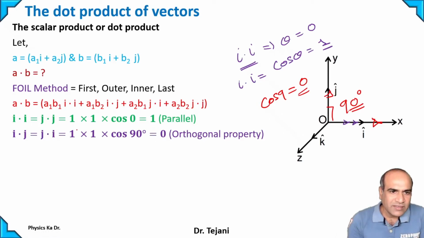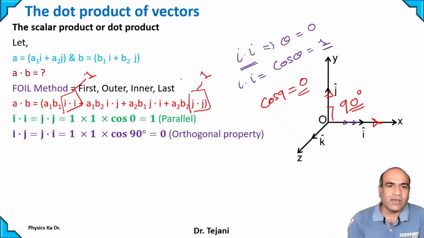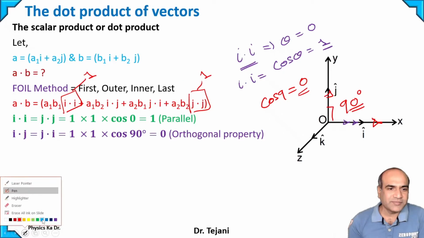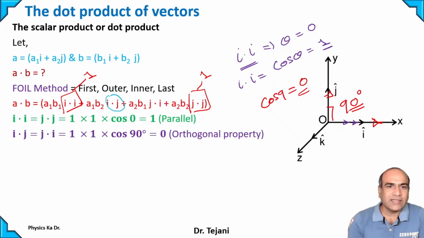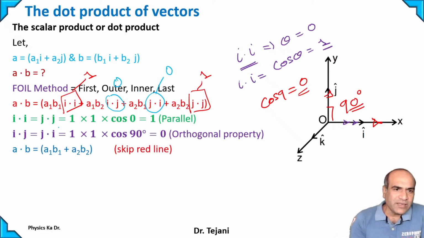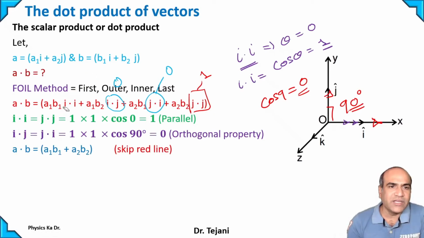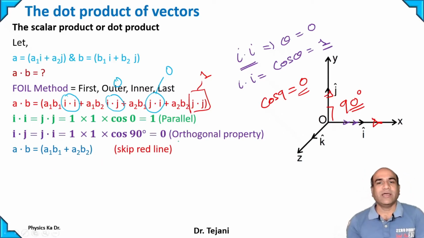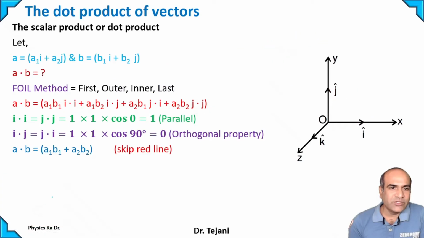So what happened? Here i dot i becomes 1. Similarly j dot j becomes 1. But what about i dot j? That is 0. j dot i is also 0. So finally we just have A1 B1 plus A2 B2. During calculation of the dot product, you may skip this step and directly write this.